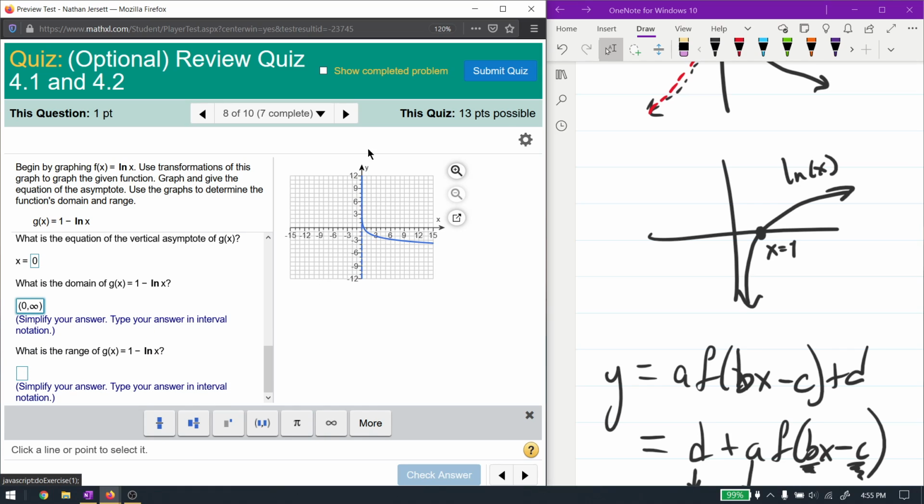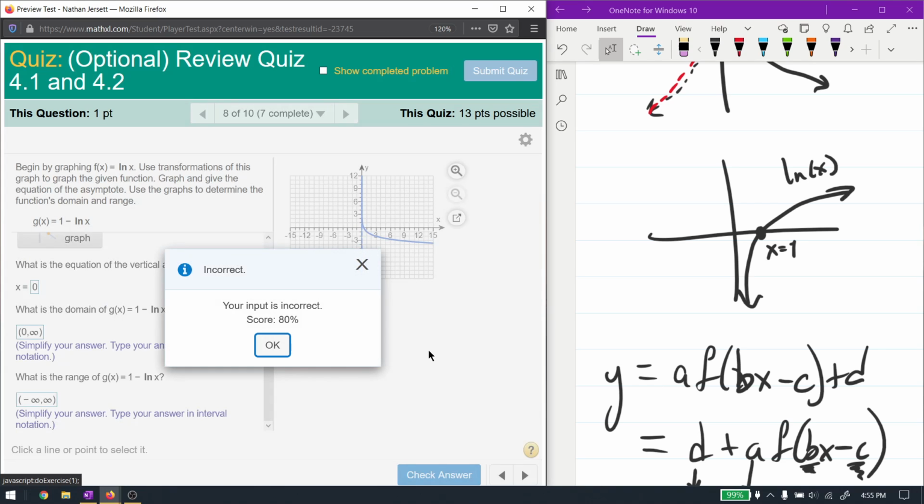And the range, you can definitely see all positive values. And this does go down to negative infinity. It just takes a long time to get there on the range. So this is going to be from negative infinity to positive infinity.